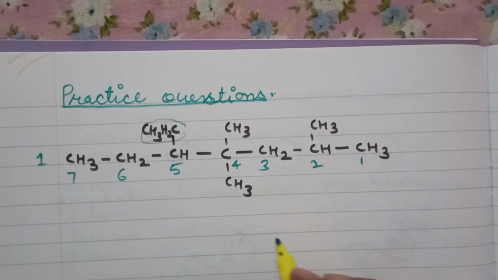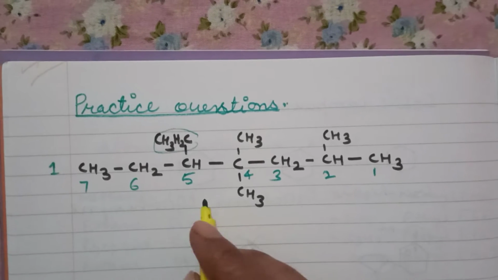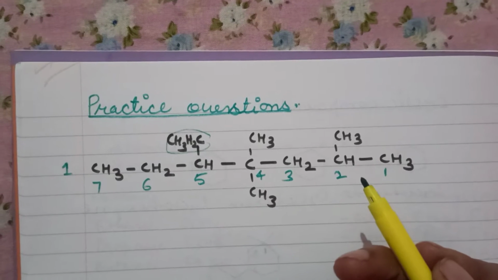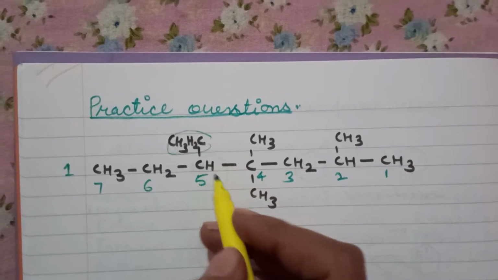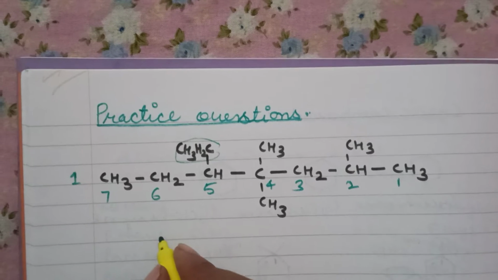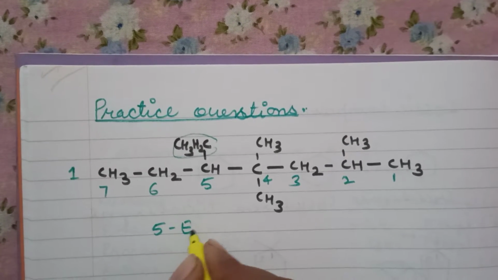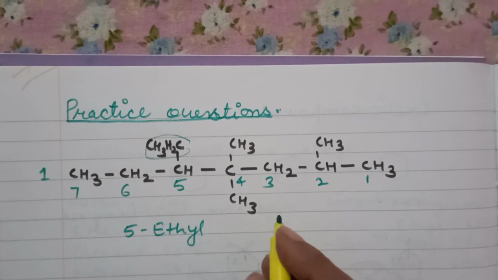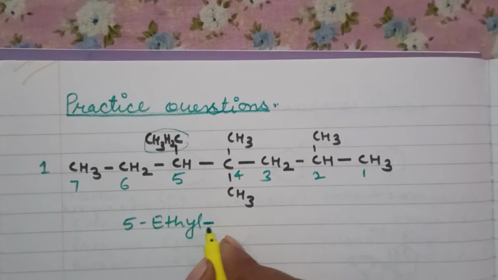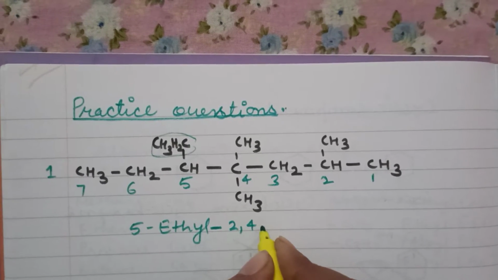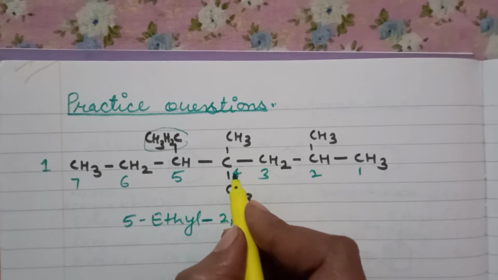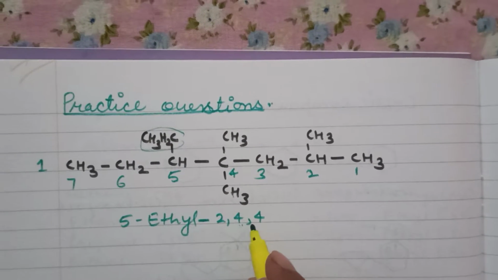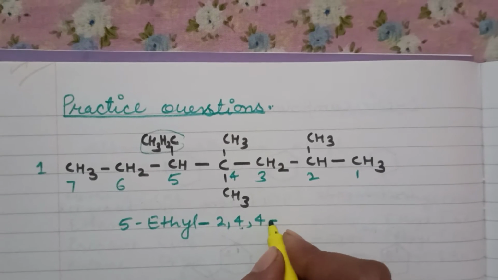So how will we name this compound? Between methyl and ethyl, which group comes first alphabetically? Ethyl group. So we will write 5-ethyl. The first alphabet is always capital. Now 2, 4, 4. Two times it is appearing, that's why I have written 2, 4, 4. Okay, hyphen.